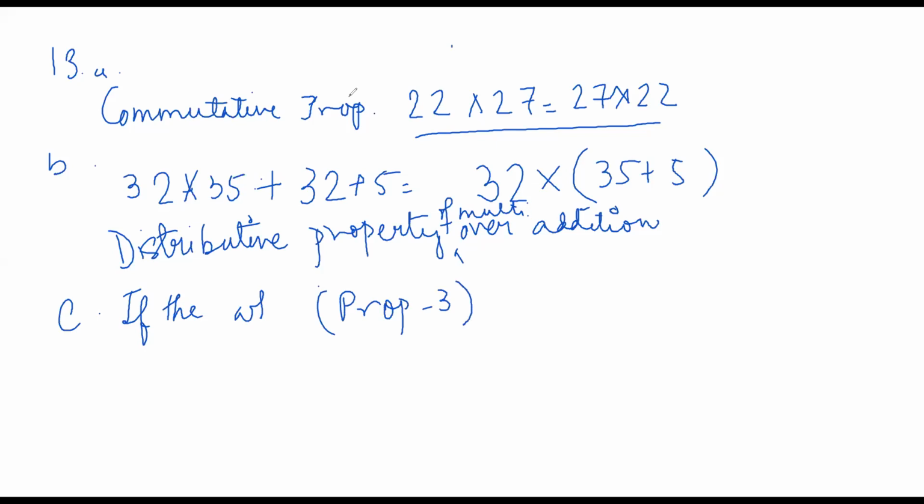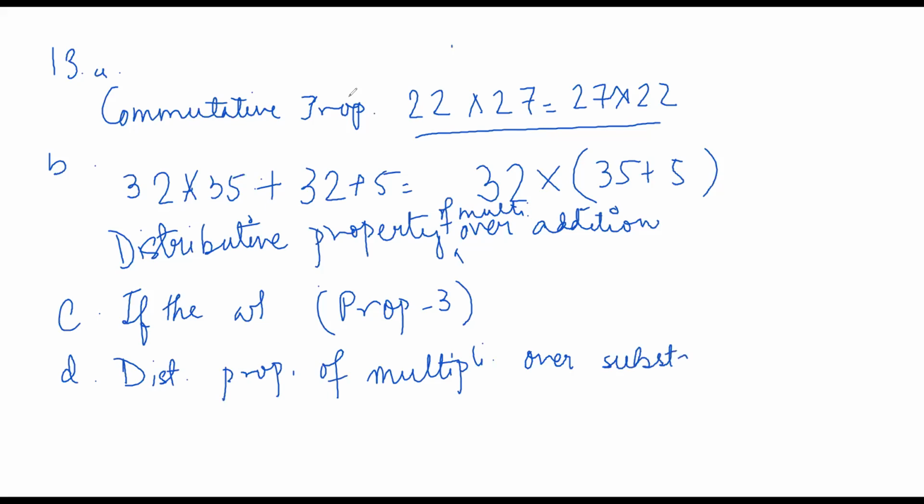Property 3. Okay. And in the D part, what is there? Same. 34, the distributive property of multiplication over subtraction. So up to this, no problem.